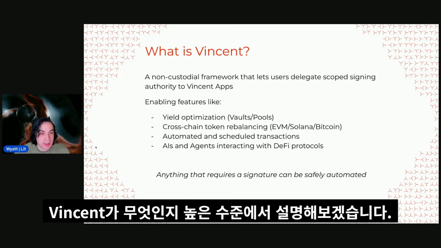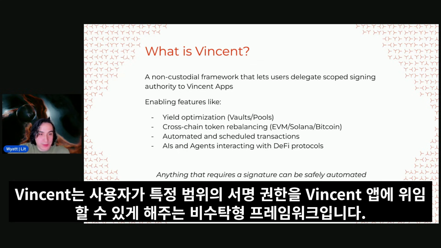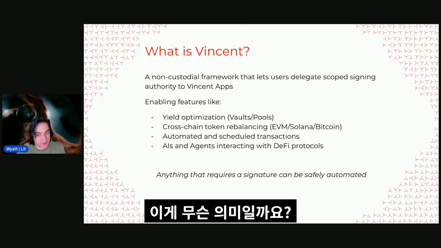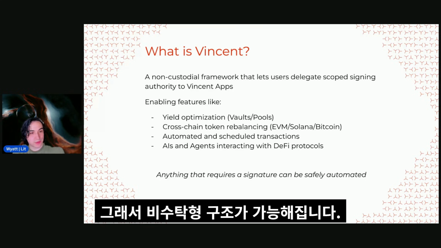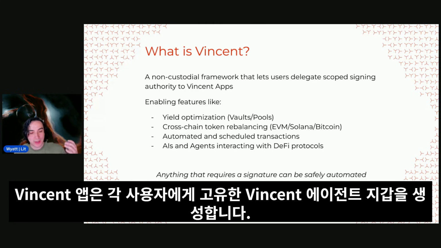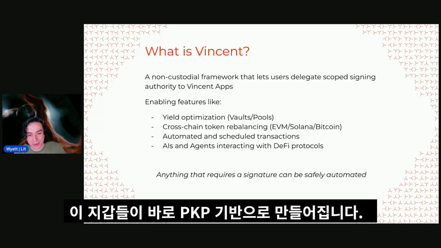What is Vincent? High-level overview, it's a non-custodial framework that lets users delegate scope signing authority to Vincent apps. So what does that mean? That means that Vincent leverages these PKPs, and because these PKPs don't have private keys that exist in one spot, this is kind of where you get this non-custodial framework. And so what happens is you have Vincent apps that generate these unique Vincent agent wallets, which are under the hood PKPs for each one of their users.